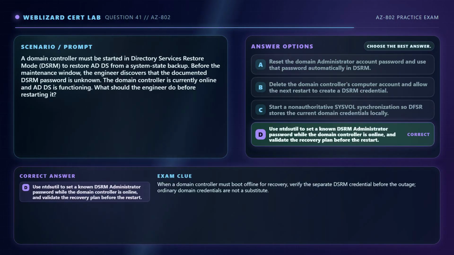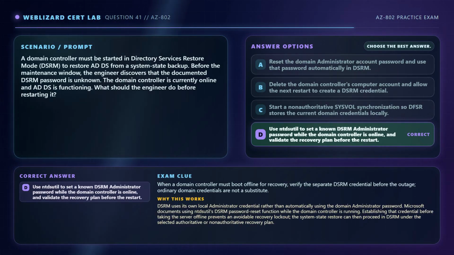The correct answer is D. Use ntdsutil to set a known DSRM administrator password while the domain controller is online, and validate the recovery plan before the restart. DSRM uses its own local administrator credential rather than automatically using the domain administrator password. Microsoft documents using ntdsutil's DSRM password reset function while the domain controller is running. Establishing that credential before taking the server offline prevents an avoidable recovery lockout.